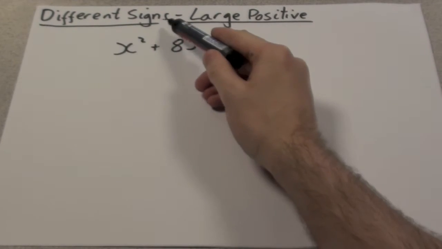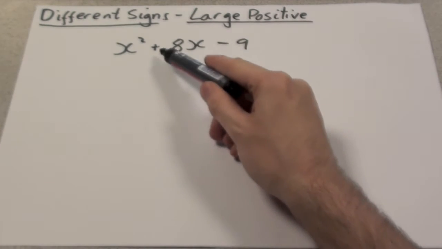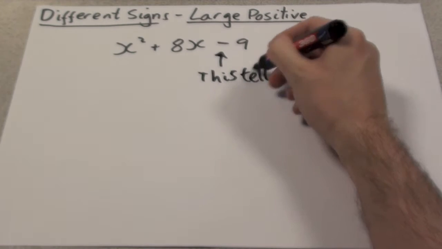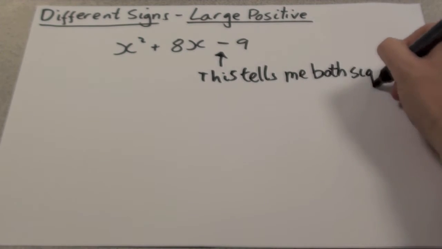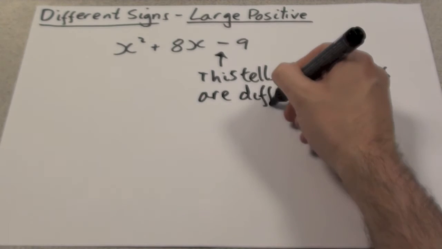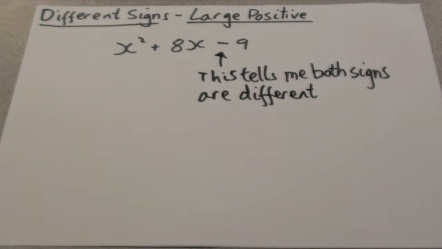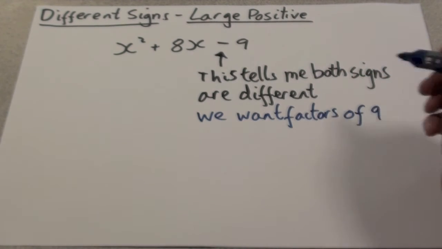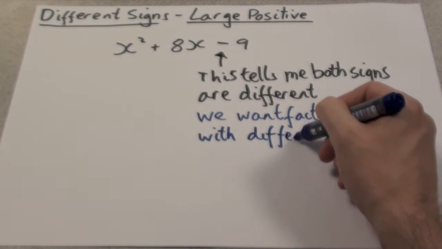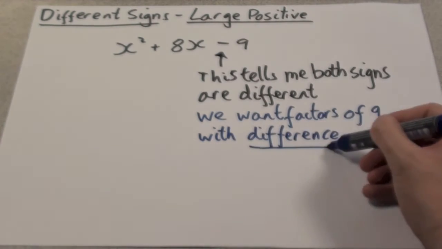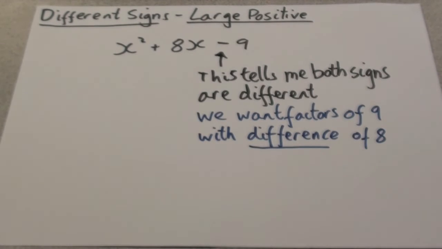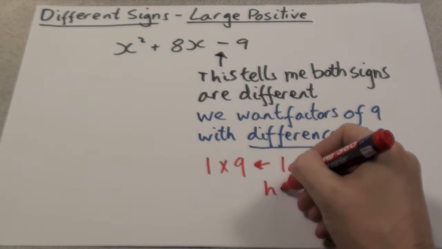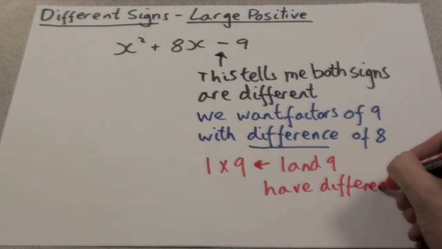If we have different signs though, with what I'm going to call a large positive number in the middle, let's look at the last sign. This tells us, because it's negative, that both signs will be different. You can only get a different sign by multiplying a plus and a minus. So we now want factors of the last number, 9, with a difference. The difference, because it's a minus, is going to be of 8, the middle number. So we go through this: 1 times 9, and we stop there because with our first factors we've found our difference of 8.